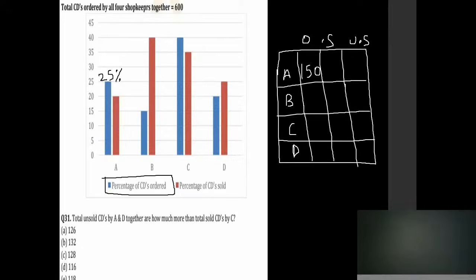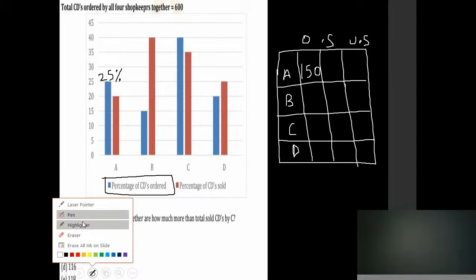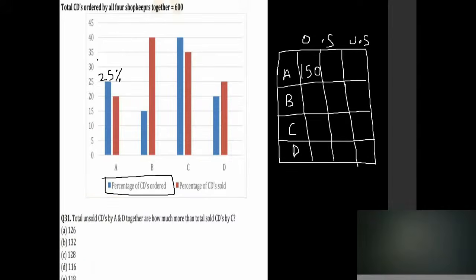Next, in that 150, shop A sold how many CDs? They gave it as 20%. So out of all the ordered CDs, shop A sold 20%. So what is 20% of 150? So shop A ordered 150. In that 150, shop A is able to sell only 20% of the CDs.